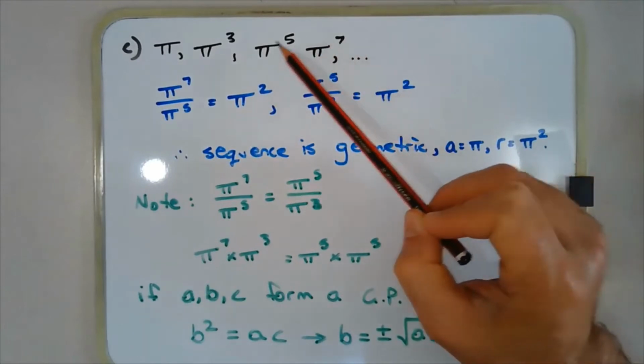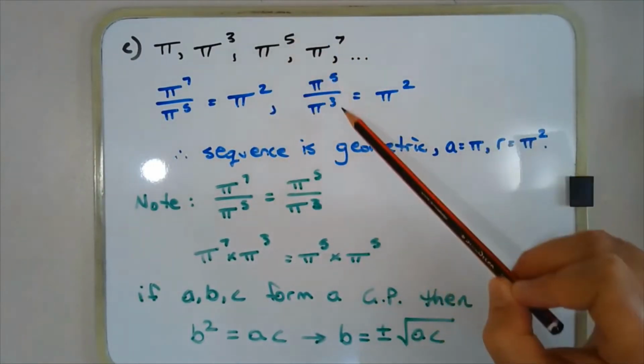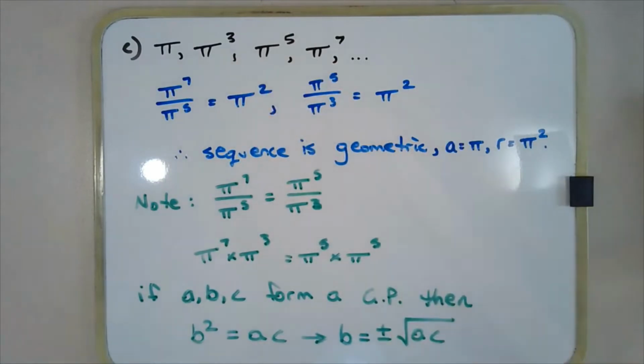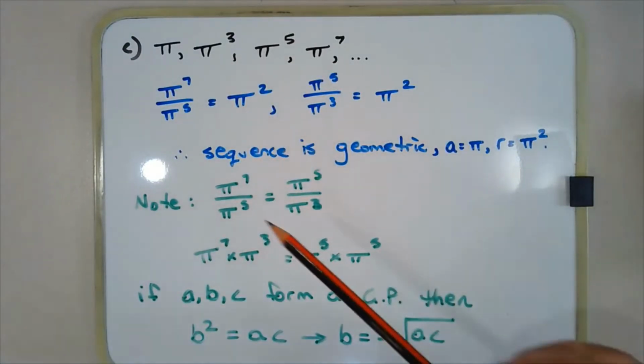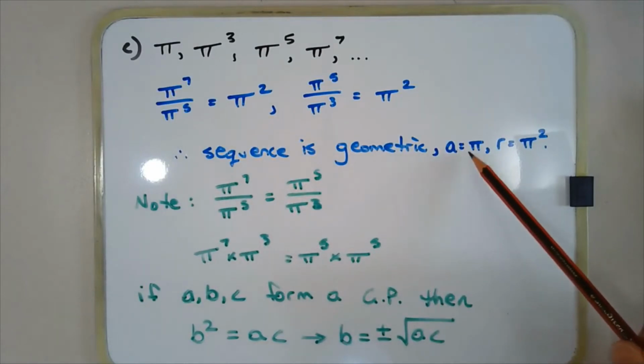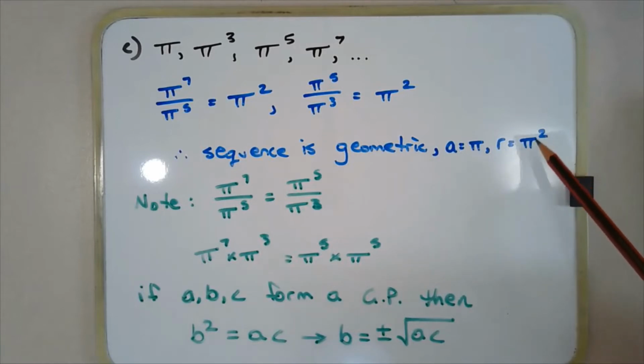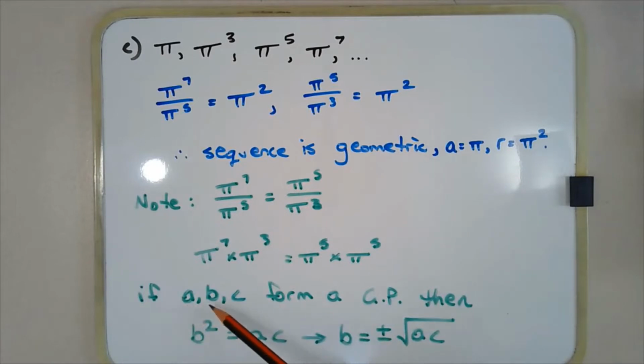Pi to the power of 7 divided by pi to the power of 5 is pi squared. And pi to the power of 5 divided by pi cubed is, again, pi squared. So there's our common ratio. So therefore, the sequence is geometric with the first term a equals pi cubed and the common ratio r equals pi squared.